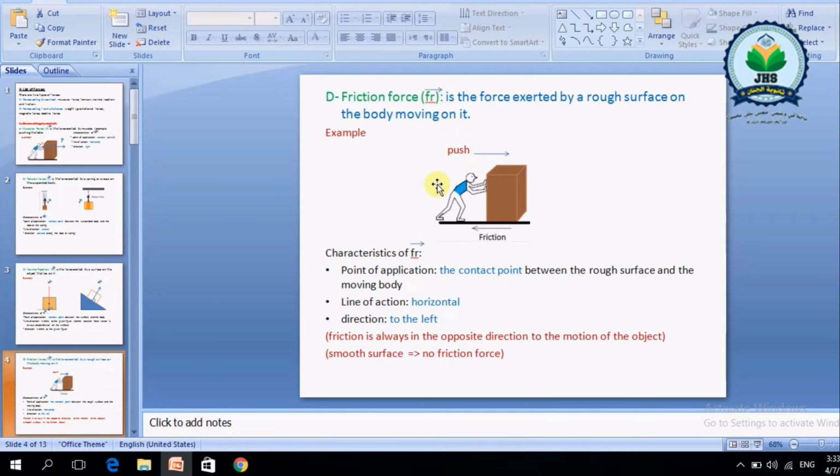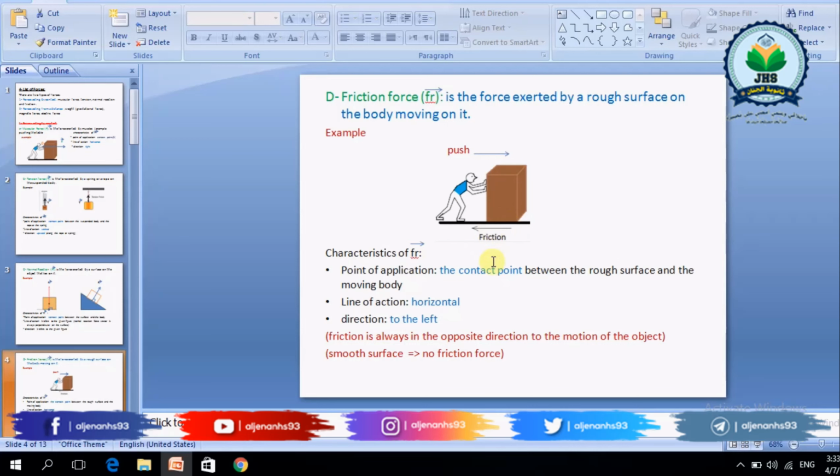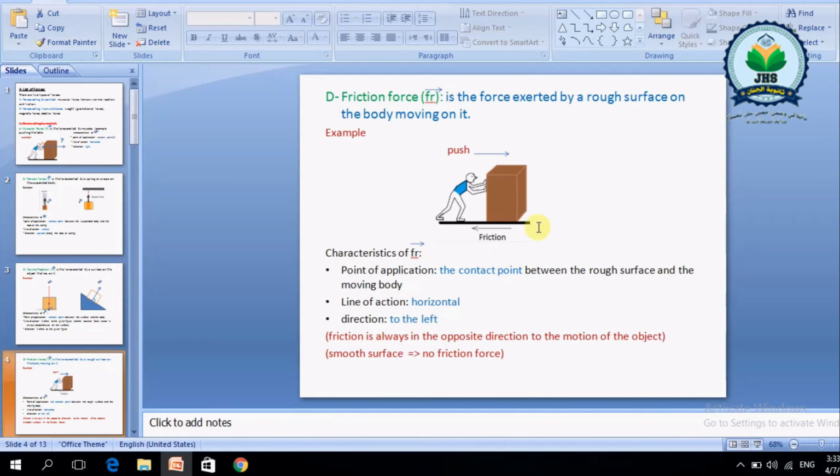Here we have this man pushing the box to the right, so the box must move to the right, while the rough surface tries to stop the moving body. That's why friction has the opposite direction to the motion. If the motion is to the right, then the friction is to the left. If the motion is to the left, then the friction is to the right. If the motion is upward, then the friction is downward, okay?